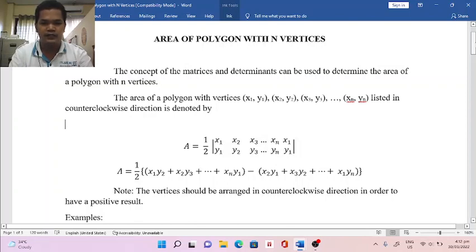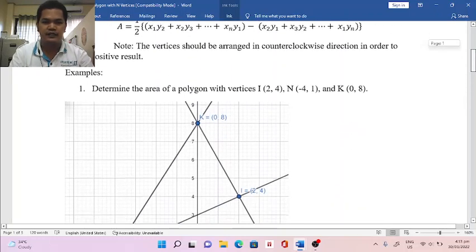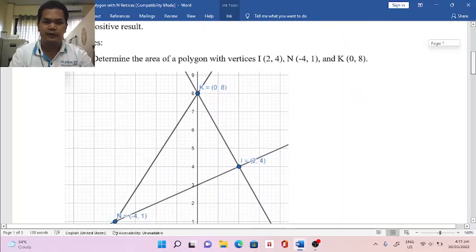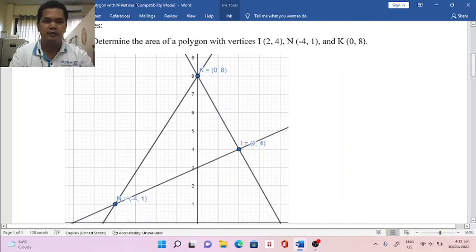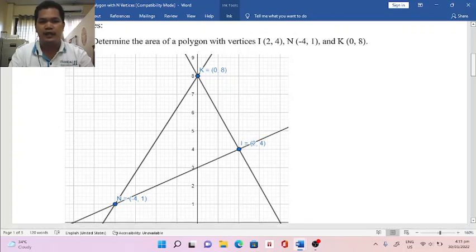It is to be noted that the vertices should be arranged in counterclockwise direction in order for us to have a positive result. So this formula is to be used in determining the area of a polygon with n vertices. And let us have examples for this topic. Determine the area of a polygon with vertices I (2, 4), N (negative 4, 1), and K (0, 8).